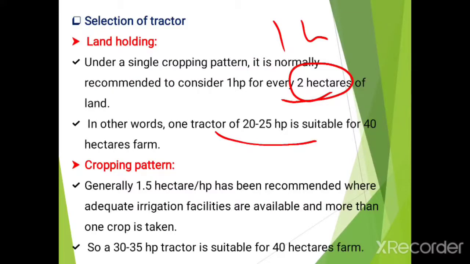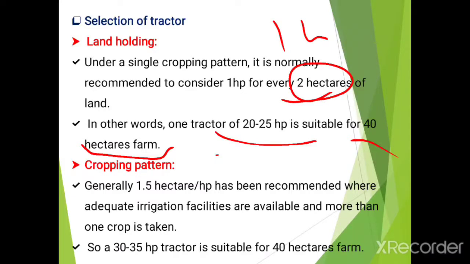Now the next point is selection of tractor. There are some criteria that are useful for the selection of the tractor. The first one is land holding. Under a single cropping pattern, it is normally recommended to consider 1 horsepower for every 2 hectares of land. In other words, one tractor of 20 to 25 HP is suitable for 40 hectares of farm. 1 hectare is equal to 2.5 acres.